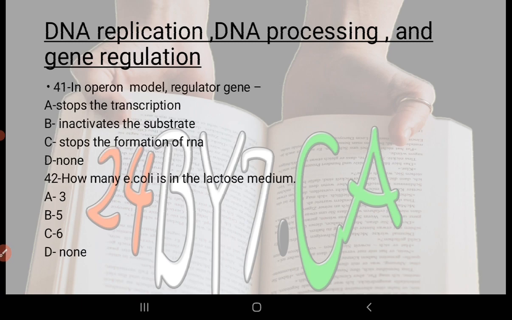In operon model, regulator gene A stops the transcription, B inactivates the substrate, C stops the formation of RNA, or D. None. So the right answer will be option A. Stops the transcription. Regulator genes का फंक्शन क्या होता है? ट्रांसक्रिप्शन को स्टॉप करना. ठीक.